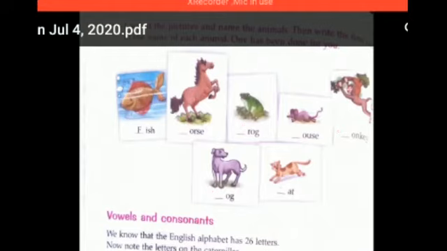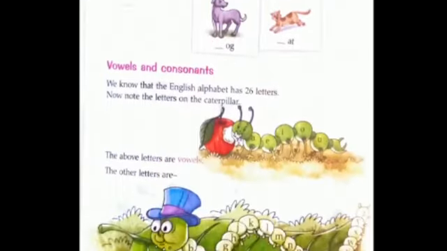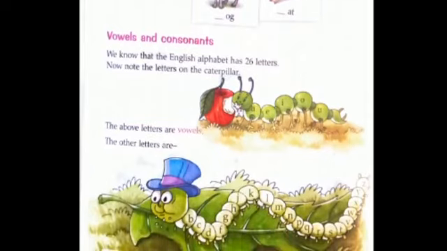Okay, so now move on to next. Okay, vowels and consonants. Before we start, let me tell you what is a vowel. Okay, the English alphabet has 26 letters, but there are 5 special letters which are called vowels, such as A, E, I, O, U. Okay, you can see the picture, like you can see here, look at the caterpillars. Okay, A, E, I, O, U, these are the vowels, right?